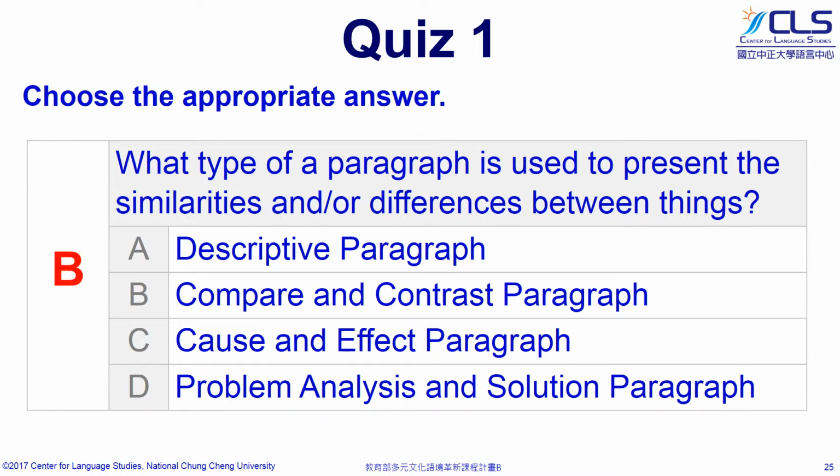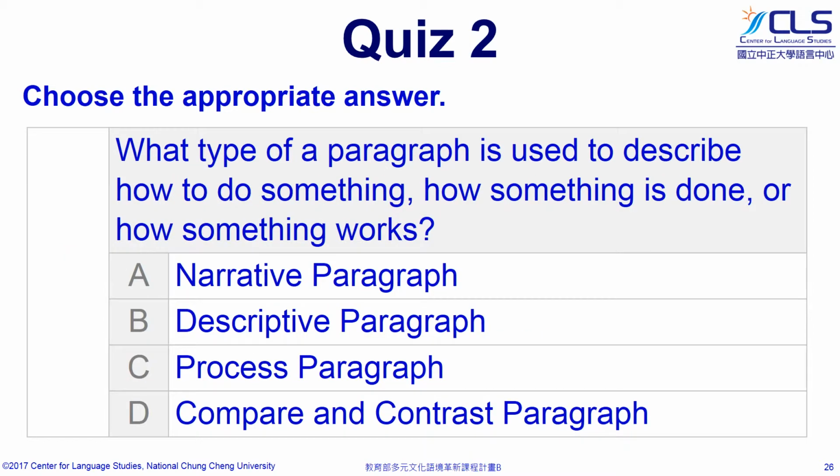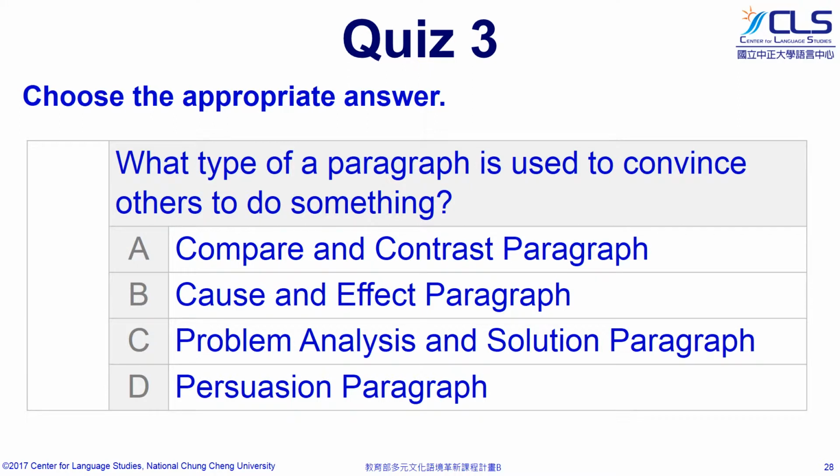Okay, so compare and contrast paragraph helps us present the similarities and/or differences between things. Next, please also choose the appropriate answer. As we've learned, process paragraph can be used to describe how to do something, how something is done, or how something works. Finally, please choose the appropriate answer. So, to convince others to do something, persuasion paragraph can be used.